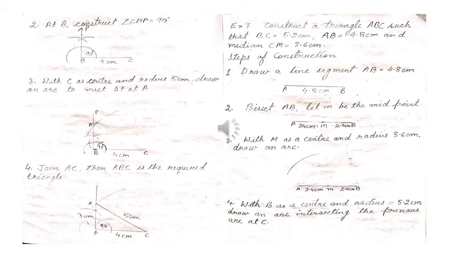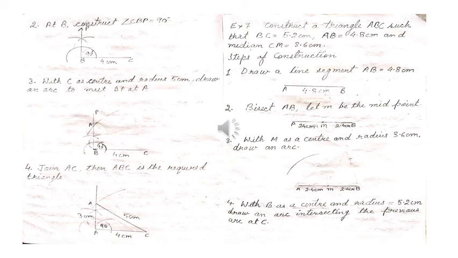The first step is to draw a line segment AB which is equal to 4.8 centimeter, as you can see on your screen. Second, bisect AB. Let M be the midpoint. Now half of 4.8 is 2.4 centimeter, so M is situated just half of AB. Now with M as a center, draw an arc of radius 3.6 centimeter. As you can see how to draw it, that is on your screen.